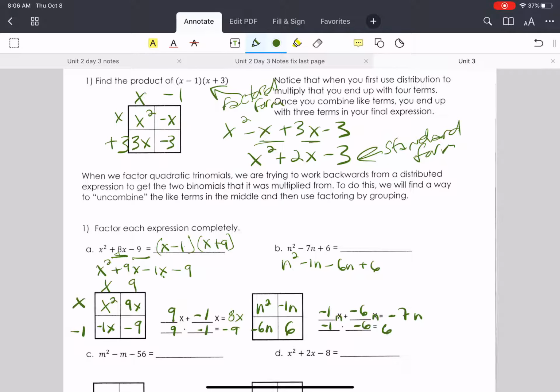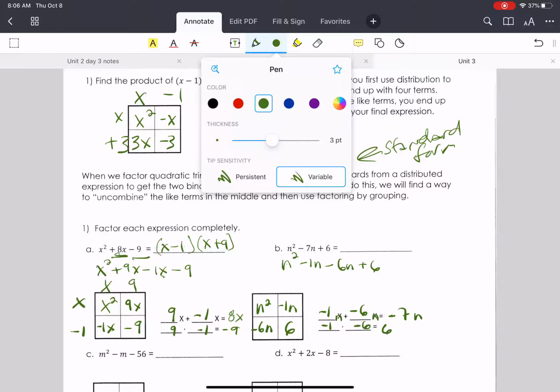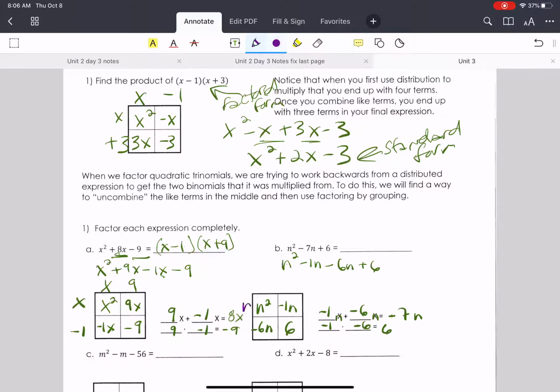Okay, GCF in the first row. N, good. Second row. Good. First column. And second column. You've got it. -1. So then those are my two factors, n minus 6 and n minus 1. That's my answer.